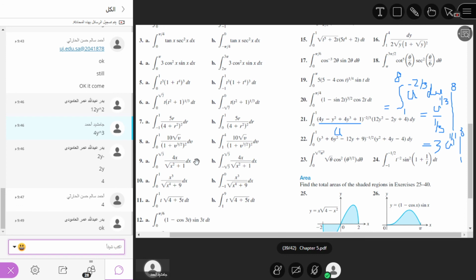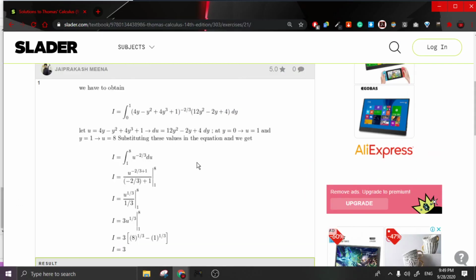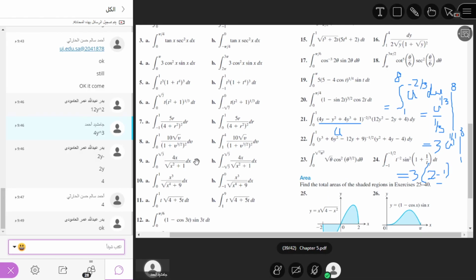So what is 8 power 1 by 3? I simplify this, and here this becomes 2, and this becomes 1. So the final answer is 3.